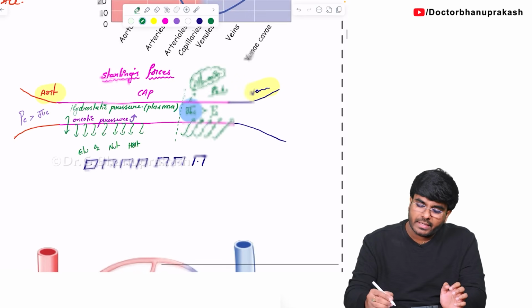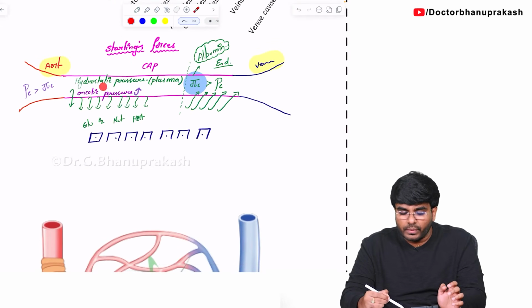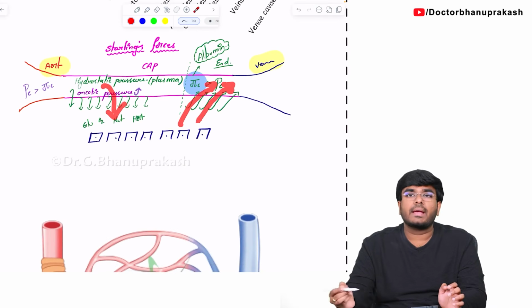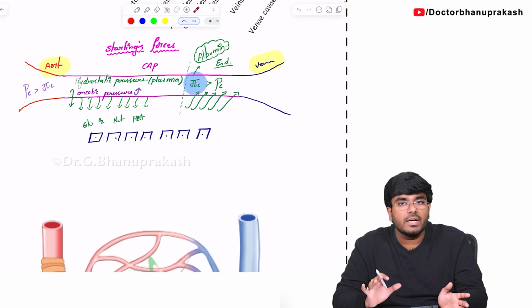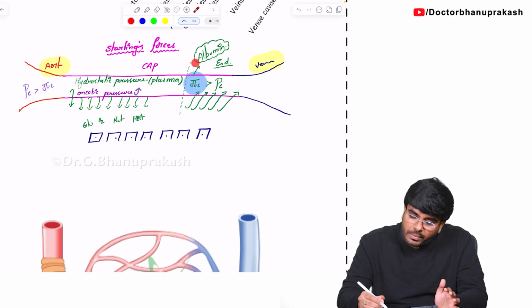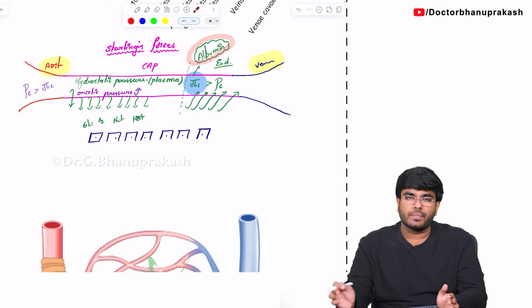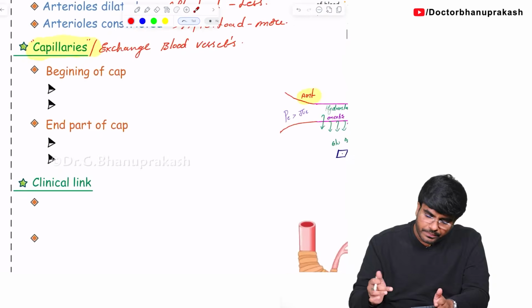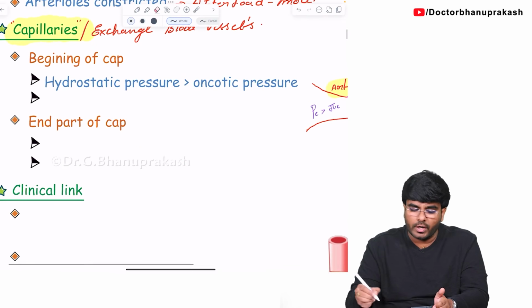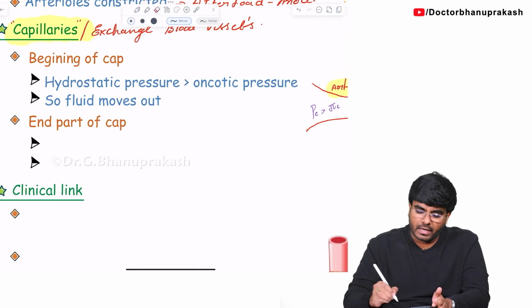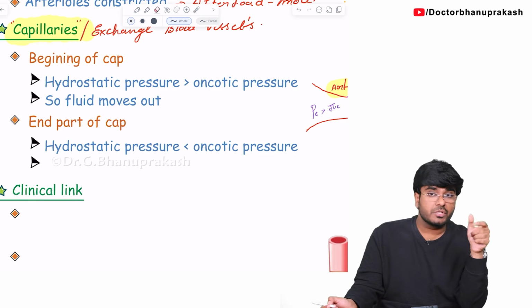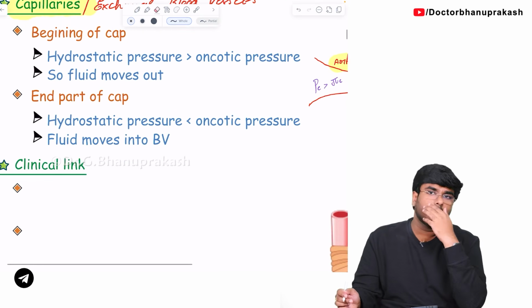So what I am trying to say, in the beginning of the capillary, fluids will shift outside. At the end of the capillary, fluids will go back due to the difference in the hydrostatic pressure and oncotic pressure. Hydrostatic pressure is always because of the plasma and oncotic pressure is always because of the albumin. So now let's write here. In the beginning of the capillary, the hydrostatic pressure is greater than the oncotic pressure, so fluid moves out. At the end of the capillary, hydrostatic pressure will become less than the oncotic pressure. Oncotic pressure is going to be more dominant, so fluid moves into the blood vessel.